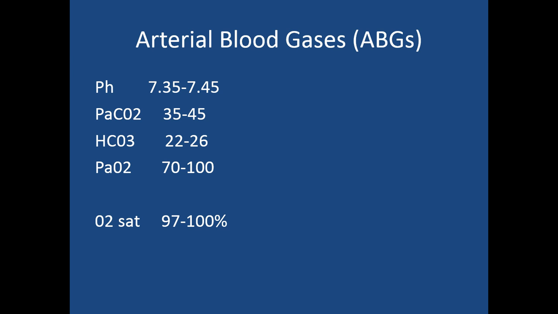So for now, I'm going to have you guys know the normals, and we'll talk a little bit about changes in those values that occur with different disease processes. And then next semester, you'll start actually interpreting blood gases in, I believe it's in 250. And then junior year, you'll continue that. So you'll be kind of an expert once you graduate, or by the time you graduate.